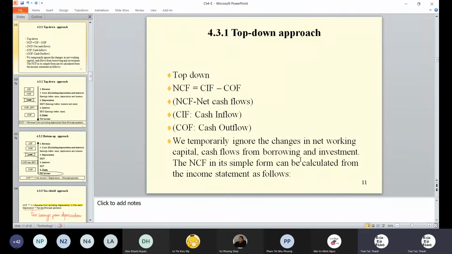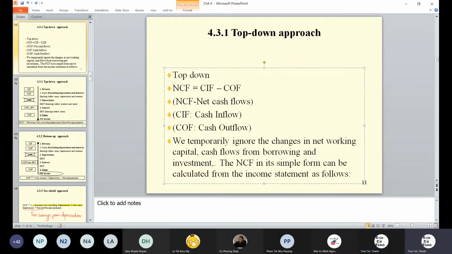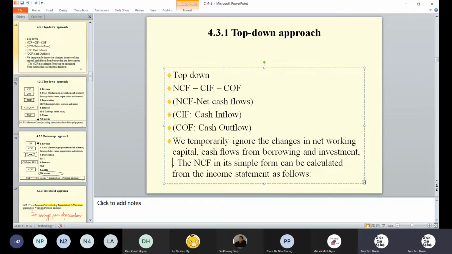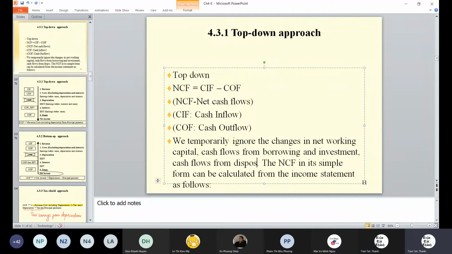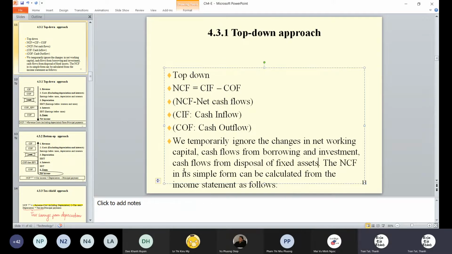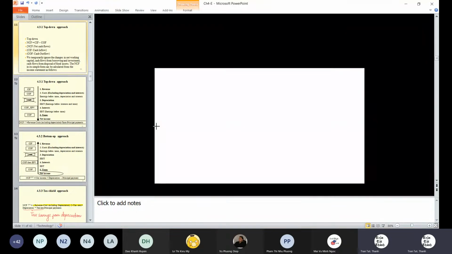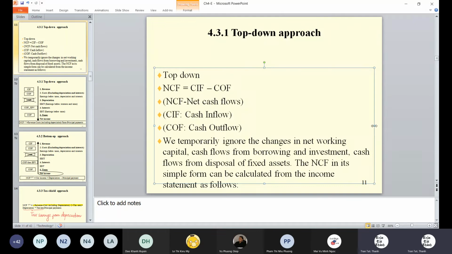So we ignore this one. And cash flow from liquidation as well. There's something that you should put, and cash flow from liquidation. From borrowing, investment, and investment is enough. Investment here also means the cash flow from disposal of the fixed asset as well. Cash flow from disposal of fixed assets. I'm going to put it here as well, so it's easier for you to understand.